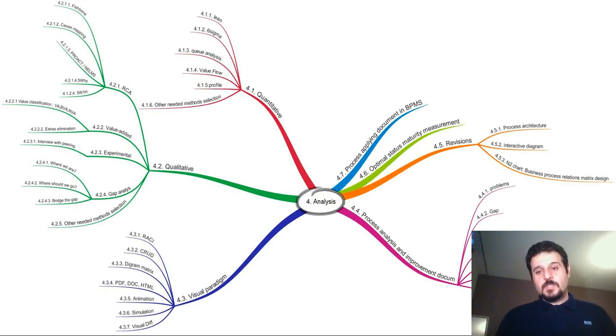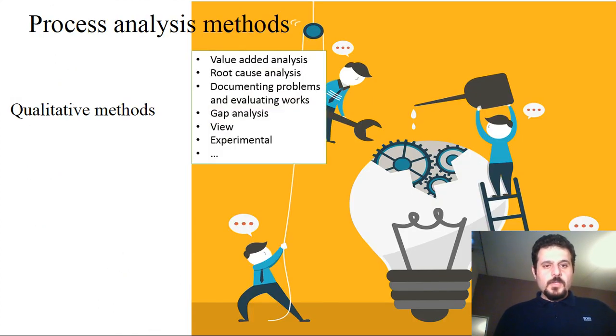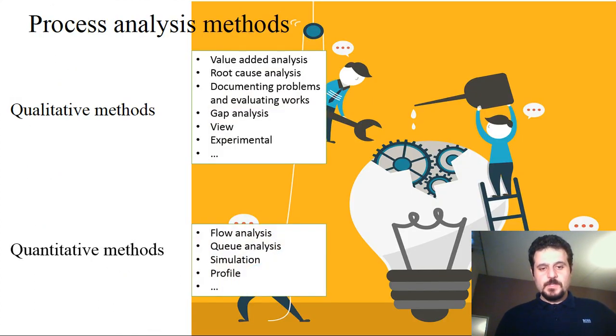Here again, you need to create a revision of the process architecture or interaction diagram or end-to-end chart. Also, you can measure the maturity again and compare your as-is and to-be maturity. Here you can see the names of some techniques, qualitative and quantitative.